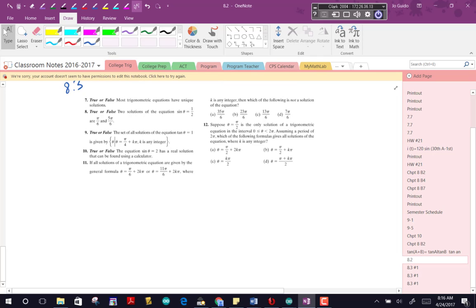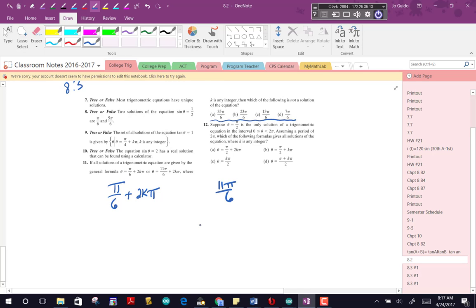Okay. So if all the solutions of a trig equation are given by the formula, remember we've written answers like this before, right? So pi over 6 is a solution. What does plus 2k pi mean? And so they want to know which of these would not be solutions. In other words, which one of these is not something you would get by adding 2k pi to pi over 6 or to 11 pi over 6.